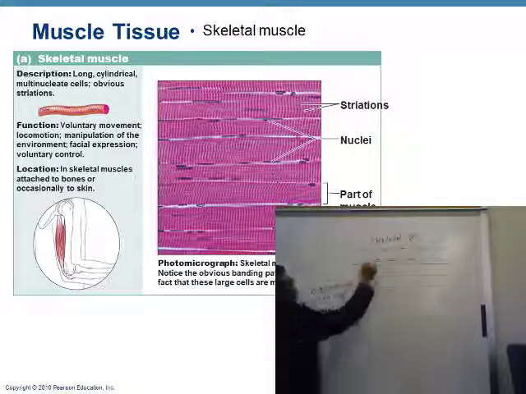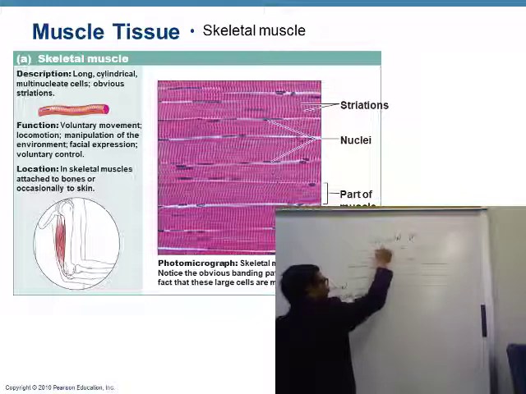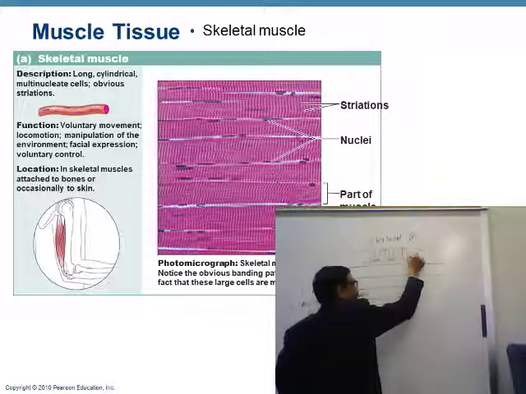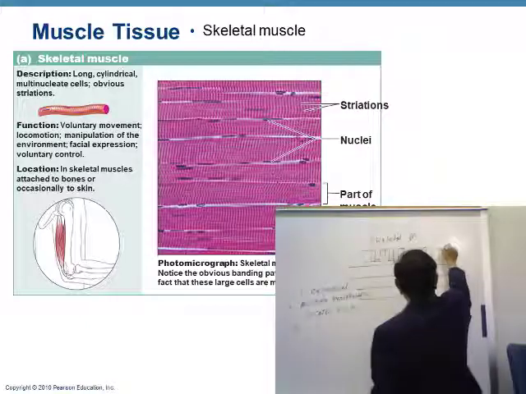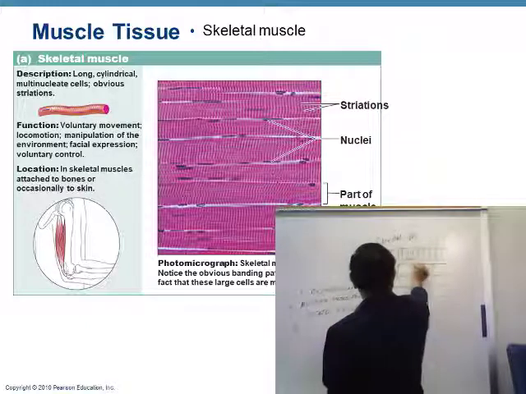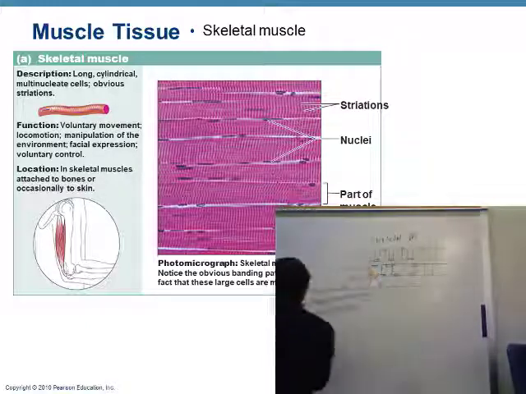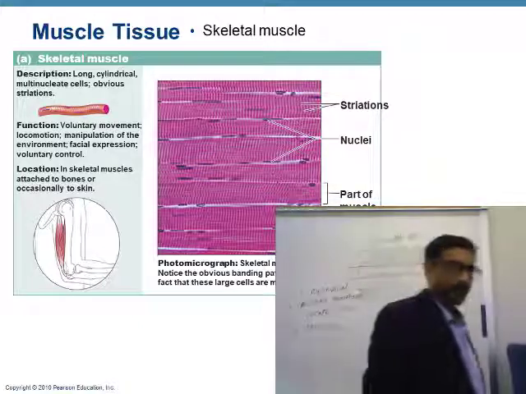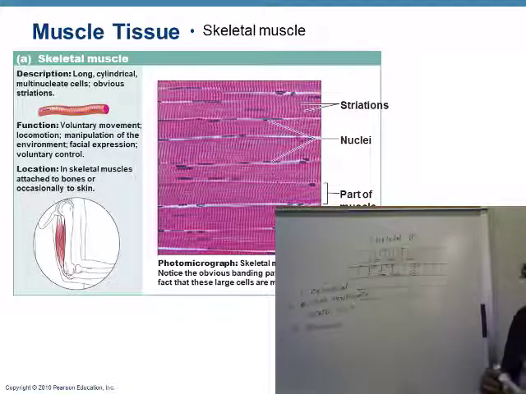Number three, inside the muscle fiber, you will see lines like this. Those are called striations. So you will see striations like this. Okay. So striations present inside the fiber. So that's the skeletal muscle tissue under the microscope.